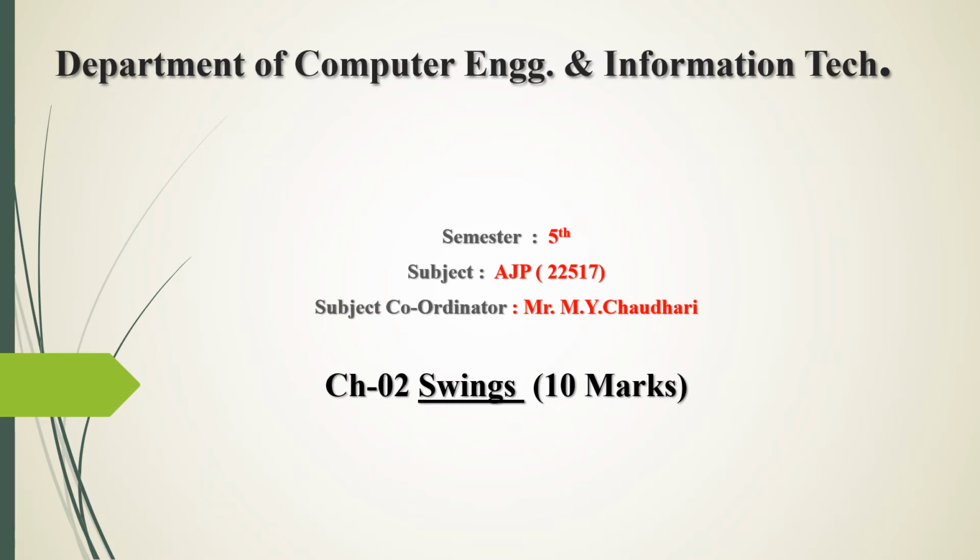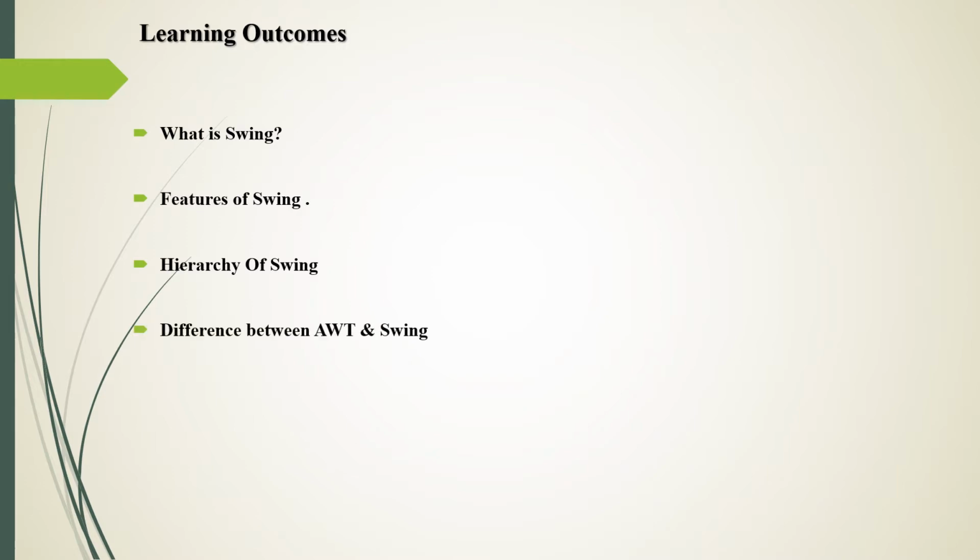Hello student, now we start the second chapter of Advanced Java Programming, that is Swing, which has 10 marks. So let me see the second chapter, Swing. The learning outcomes of this video: first we see what is Swing, then we see features of Swing, then we see the hierarchy of Swing, and at last we see the difference between AWT and Swing. So these are the learning outcomes of today's video.